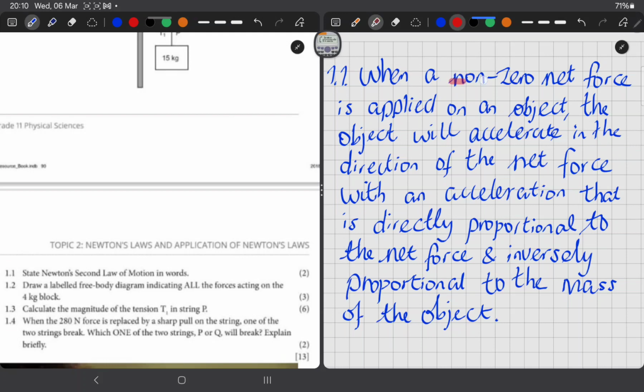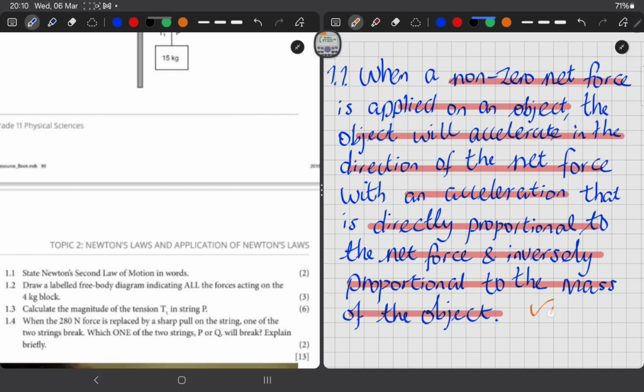You say that when a non-zero net force is applied on an object, the object will accelerate in the direction of the net force with an acceleration that is directly proportional to the net force and inversely proportional to the mass of the object. This should be written word for word, and for that you get 2 marks.